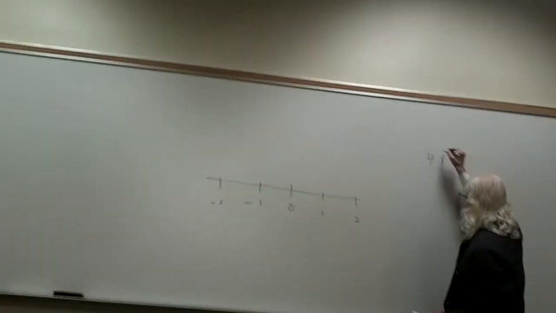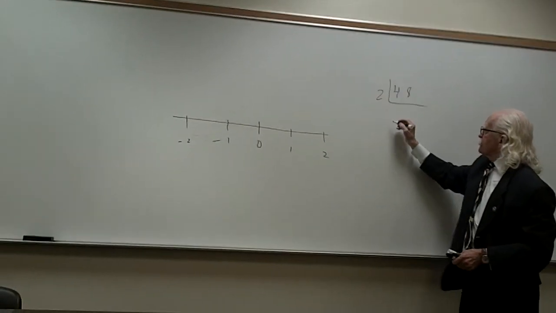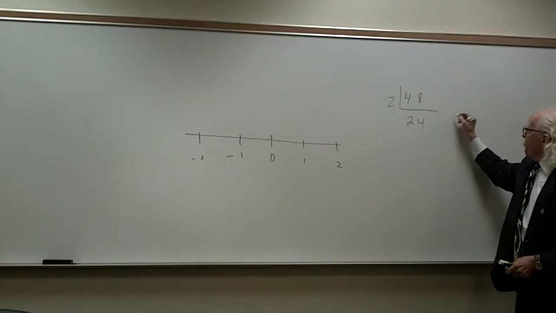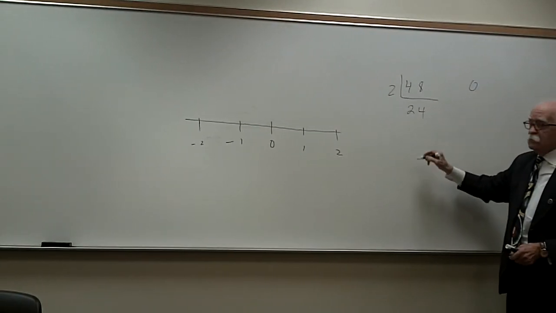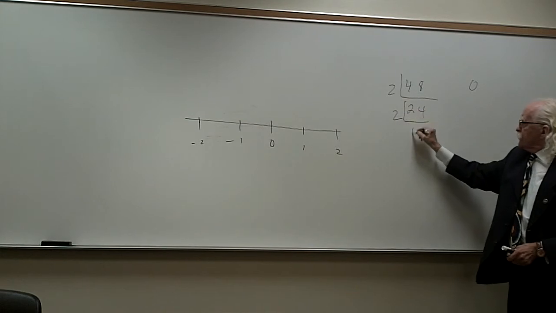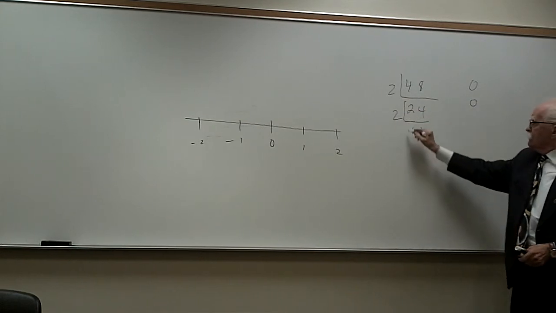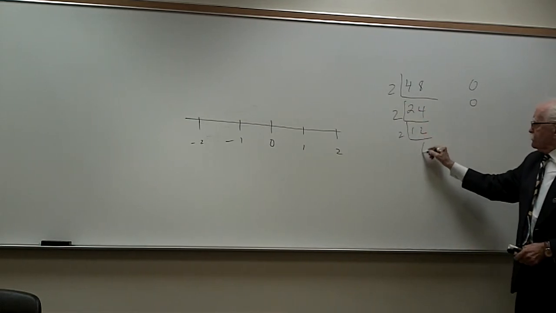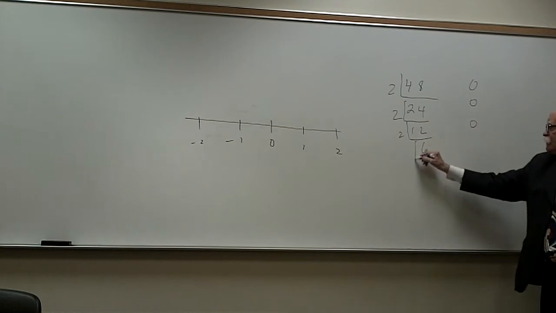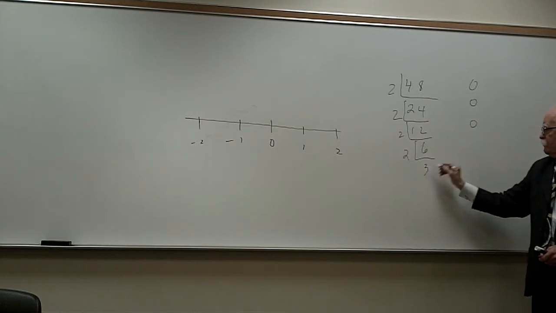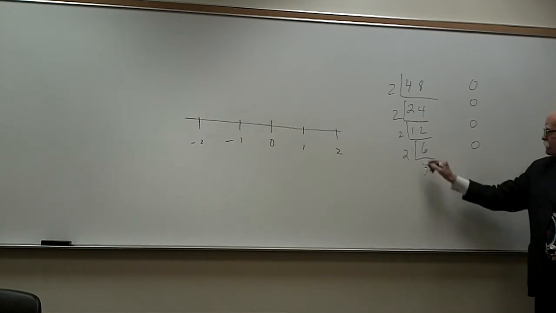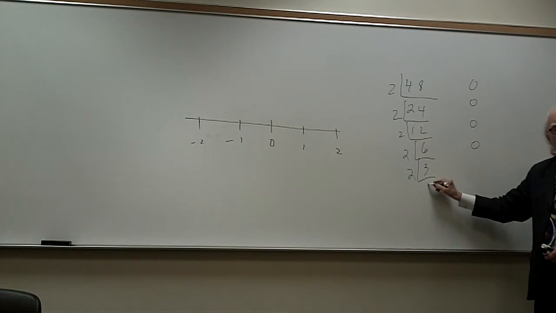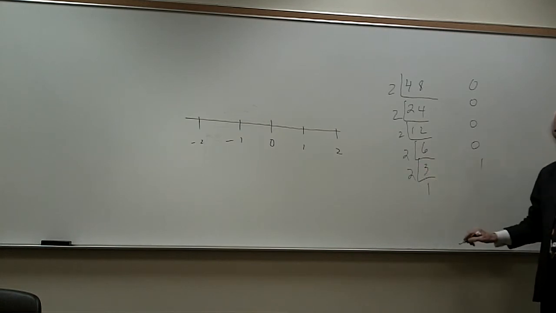Change 48 to binary. Just divide this by 2, you get 24 with nothing left over. Divide this by 2, you get 12 with nothing left over. Divide this one by 2, you get 6 with nothing left over. Divide this by 2, you get a 3 with nothing left over. Divide this by 2, you get 1 with 1 left over.